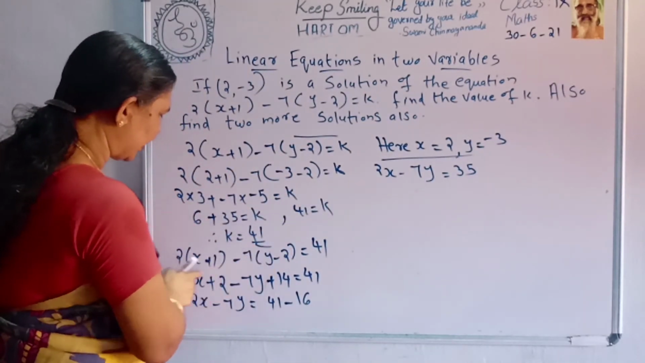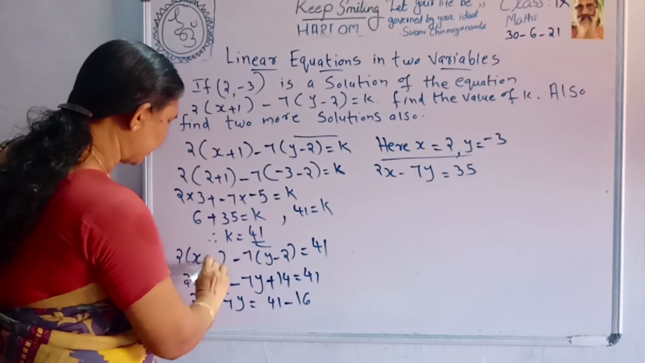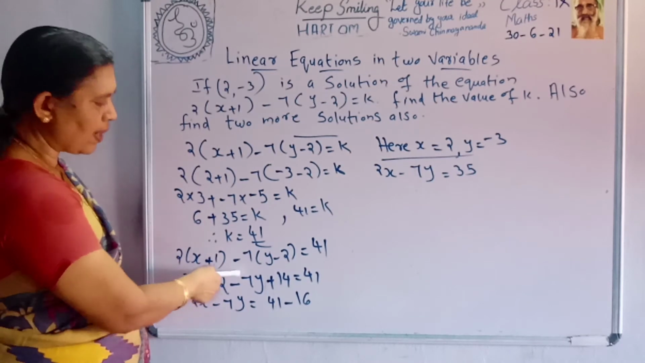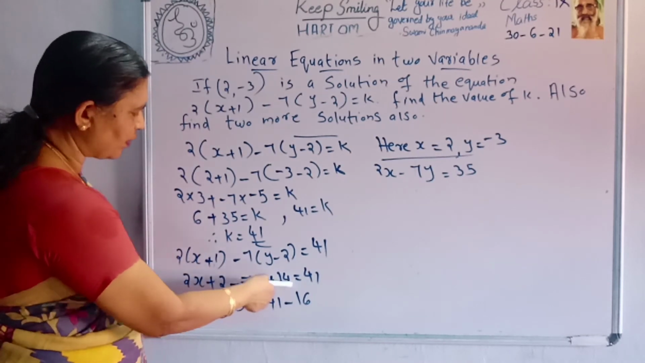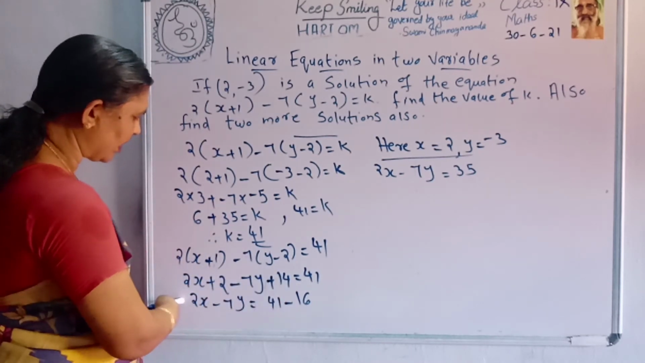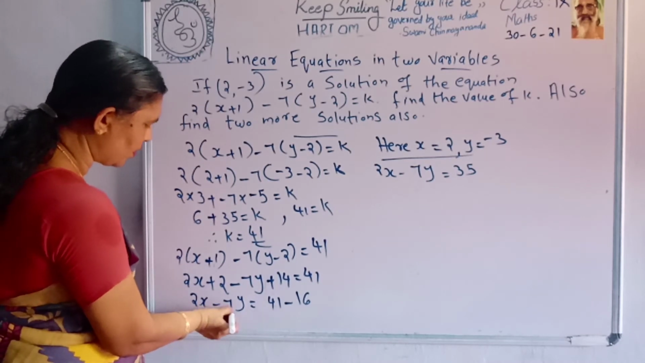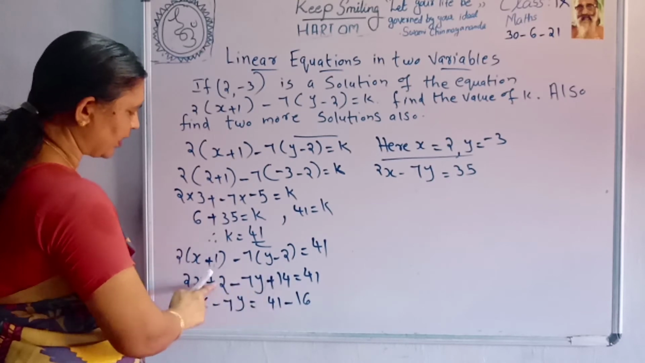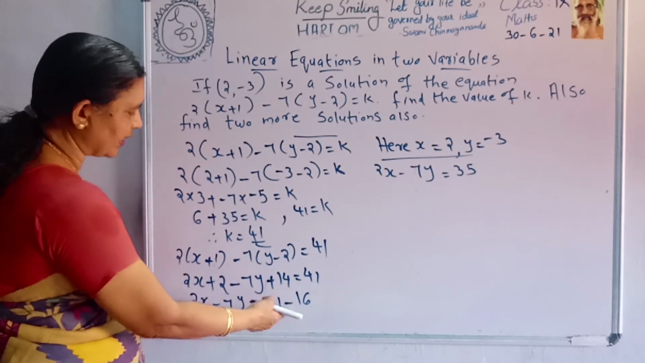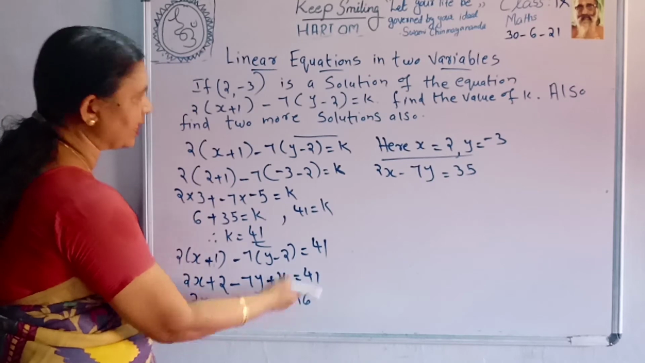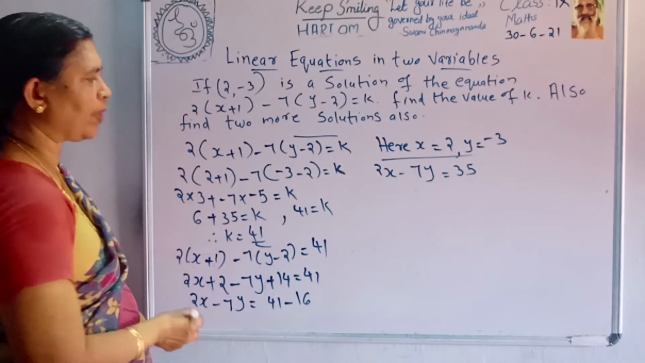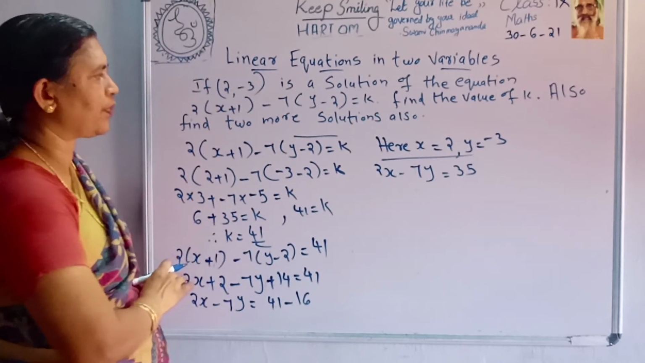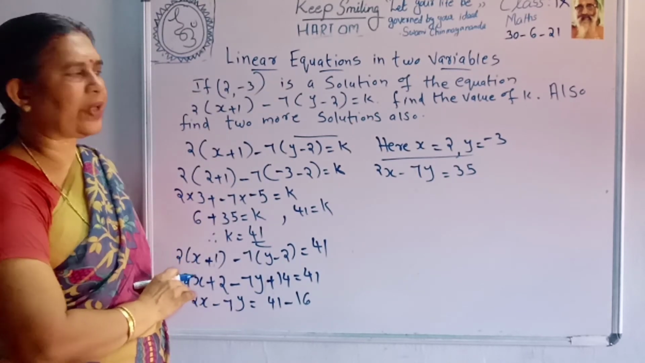Here we simplify and we get 2 into x plus 1 minus 7y minus 2 is 41. That is 2x plus 2 minus 7y plus 14 is equal to 41. Simplify, what we get? 2x minus 7y is equal to, we transpose this, 2 plus 14 is 16. RHS will become minus. 41 minus 16 is 35. Therefore, 2x minus 7y is equal to 35. Then we got the equation. Then you are asked to find two more solutions of the equation.